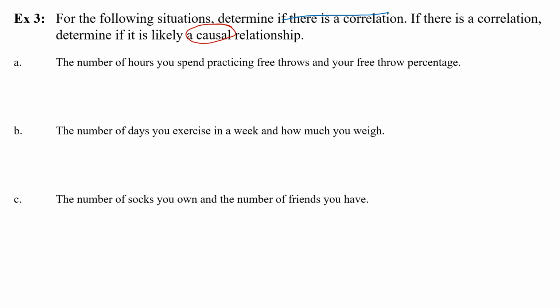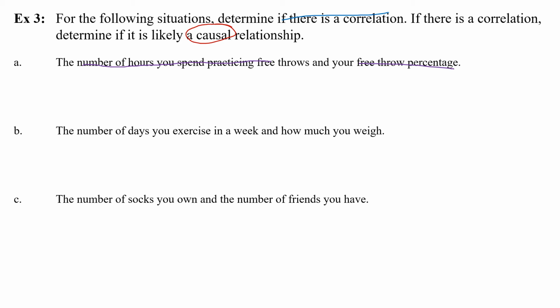All right, so let's take a look at example A. We're looking at the number of hours you spend practicing free throws and your free throw percentage. Okay, so how many hours you practice and your free throw percentage. For those of you unfamiliar with the concept, free throw percentage is, let's say I attempt to shoot 10 free throws, right? And out of those 10, 7 go in, but 3 don't. So I made 7 out of the 10 shots, which means I have a 70% free throw percentage. Okay, it's how many actually go in over how many you actually attempted.